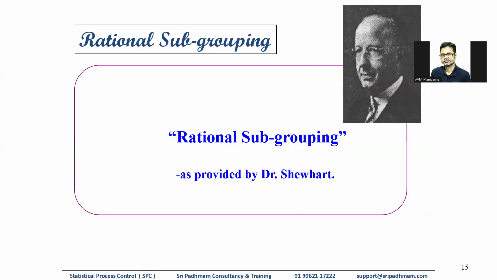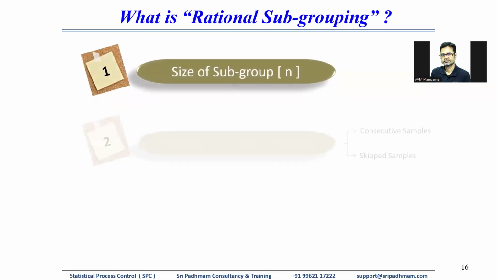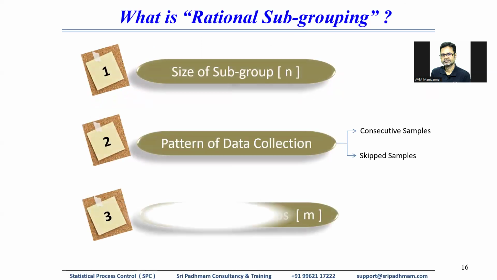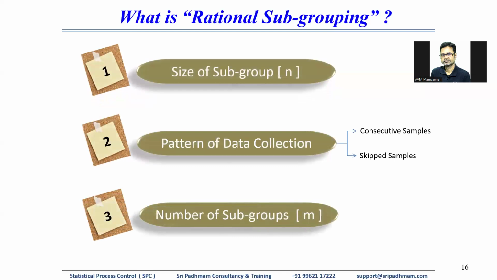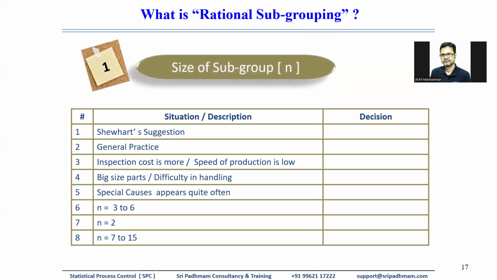This is called rational subgrouping by Dr. Shewhart. He talked about this in the 1920s itself, in Bell Laboratories, America. Always the first question is, what should be my n? Keyword suggestion. n can be 4.